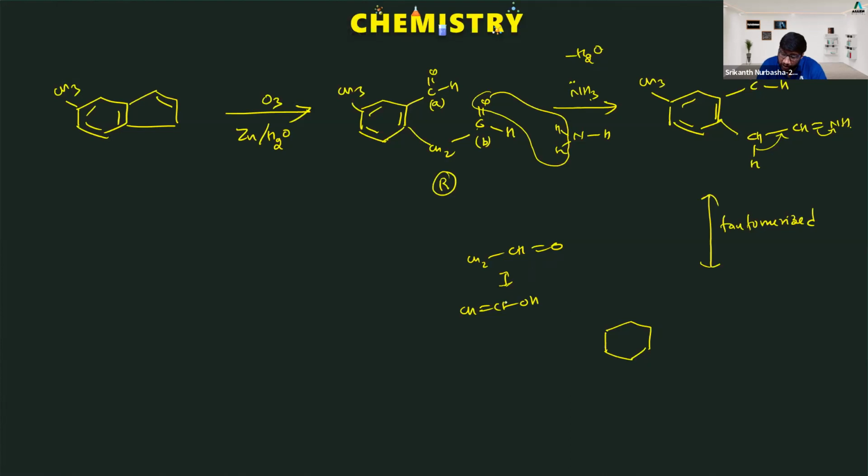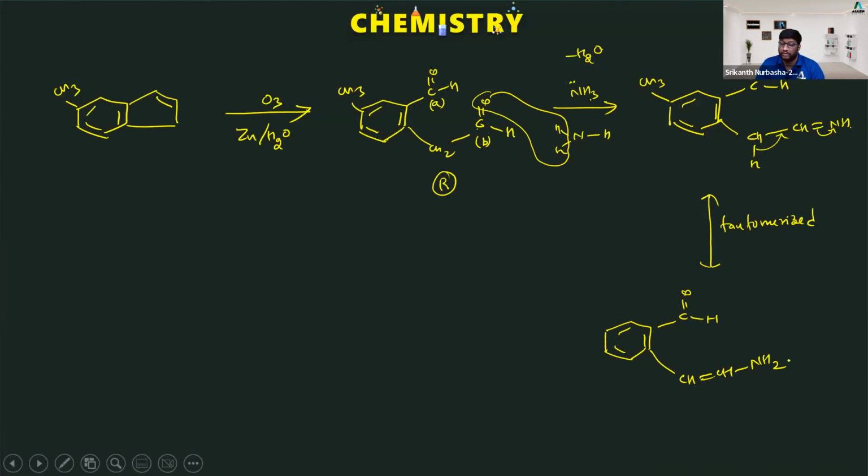Yes or no? CH double bond CH OH. Like this you can write the tautomer structure. The same tautomer structure we are now writing for the imine system. If you write the tautomer structure for the imine system, you will have C double bond OH connected with CH double bond CH, and finally you will have NH2, and you have a methyl group here.